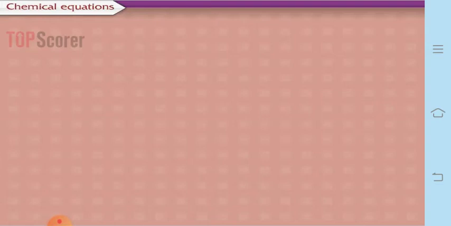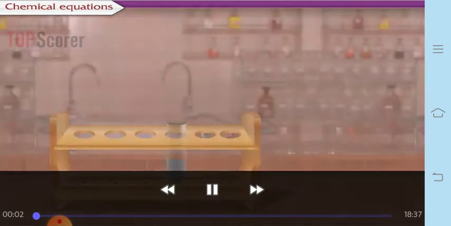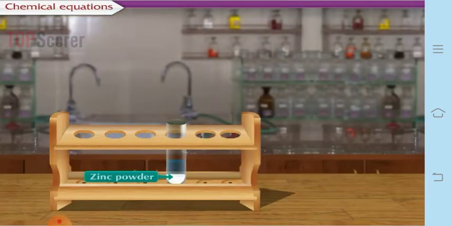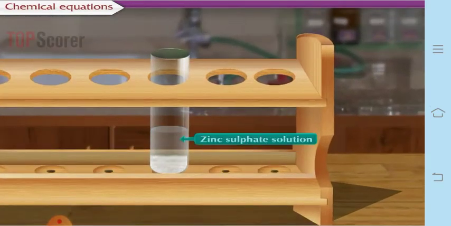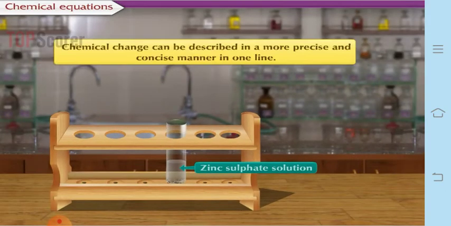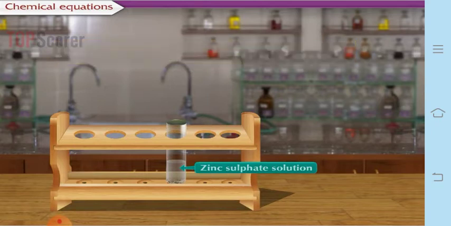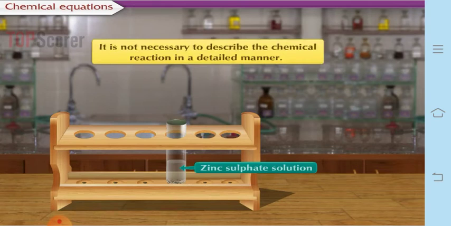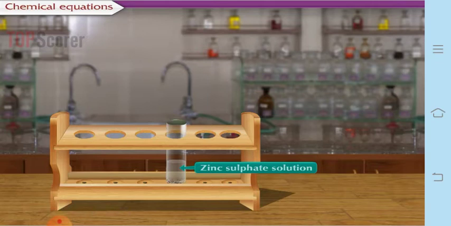Now, let us proceed further with chemical equations. Let us take an example of zinc dust when added to copper sulfate solution. You know that the color which is formed after the reaction is colorless, that is of the zinc sulfate solution. So it's a type of chemical change. A chemical change can be described in a more precise and concise manner in one line. It is not necessary to describe the chemical reaction in a detailed manner. It can be written in one line.